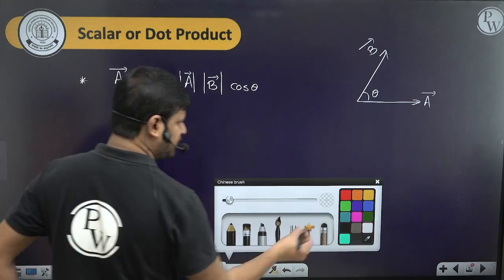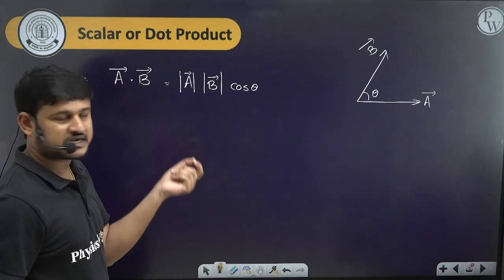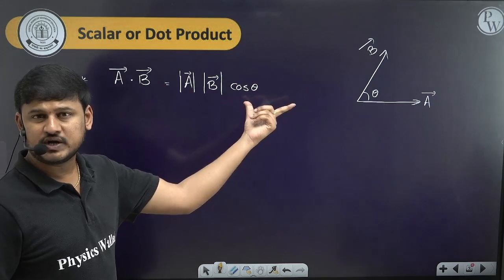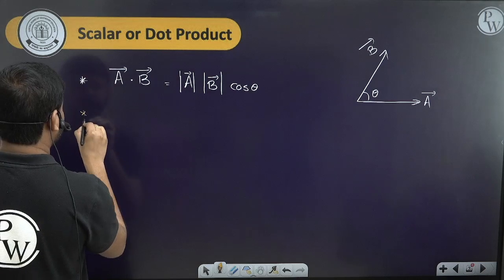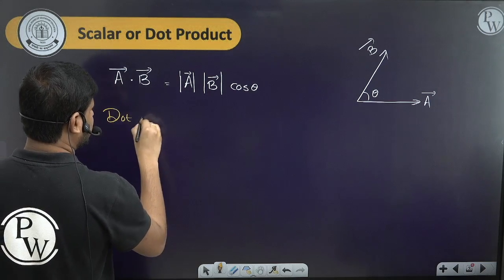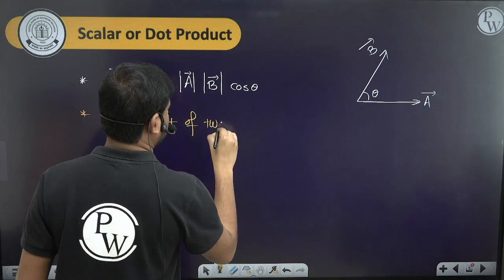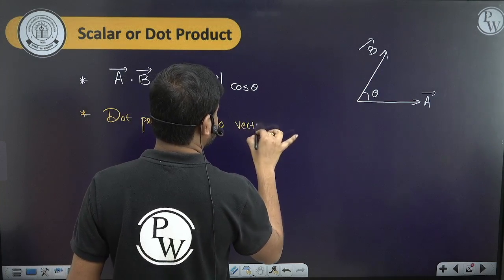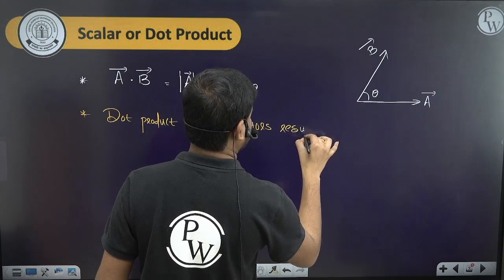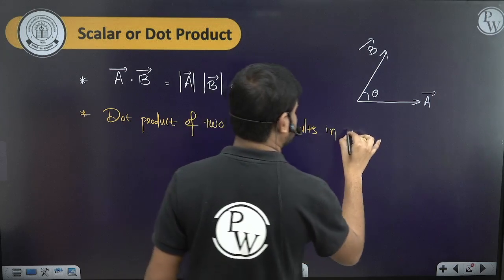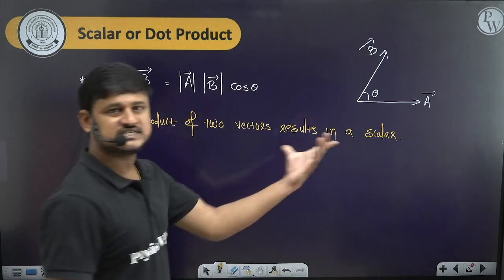This dot product results in a scalar component. When you multiply the 2 vectors, whatever you get is a scalar component, a scalar thing. The dot product of 2 vectors results in a scalar component.